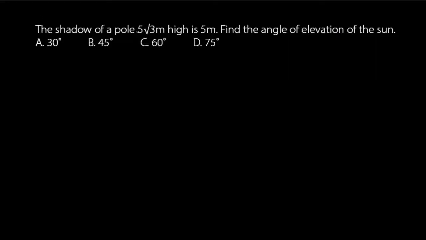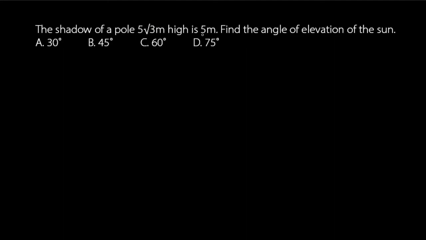The shadow of a pole 5 square root of 3 meters high is 5 meters. Find the angle of elevation of the sun. The pole is 5 square root of 3 meters high.